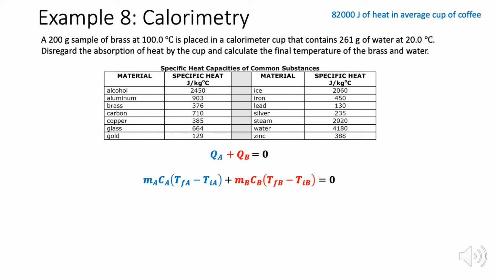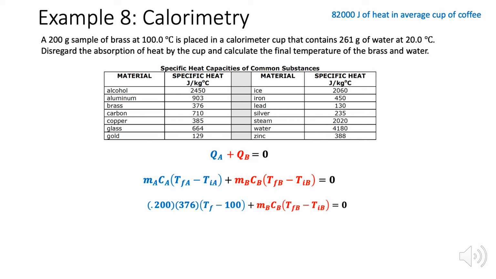Now, object A is going to be the brass, object B is going to be the water. Do I know the mass and the specific heat of the brass? Yes, I do. It tells me I have 0.200 kilograms, I changed it to kilograms, of brass. The specific heat of brass is 376. I'm looking for the final temperature, and it tells me the brass is initially at 100 degrees Celsius.